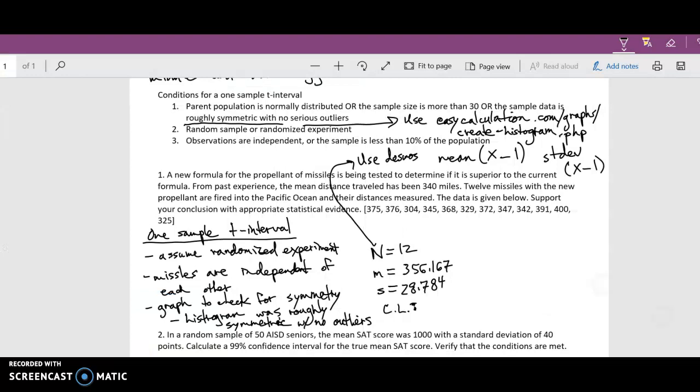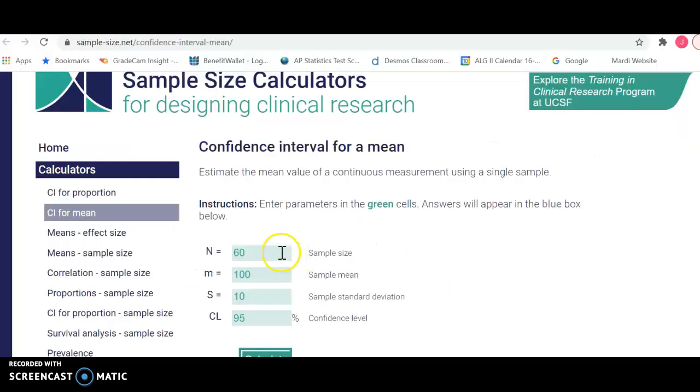Okay, finally I'm going to be able to take these values and we're going to come up with our t-interval. It's going to give us 337.88, comma, 374.46. Now where does this come from? It's the other bookmark site, sample-size.net/confidence-interval-mean. Give me a second, I'll show you how to do that. Okay, so this is the website that's bookmarked under today.